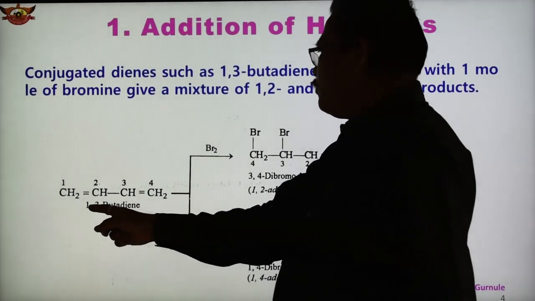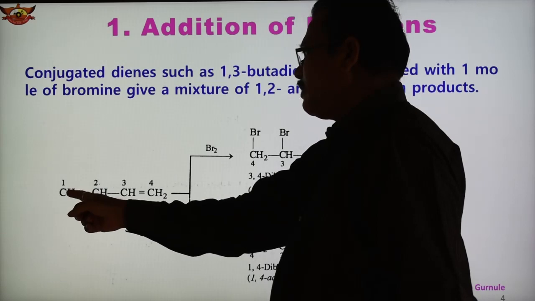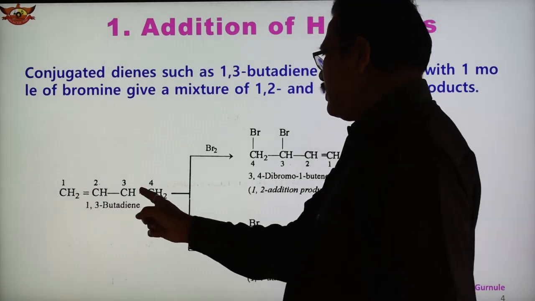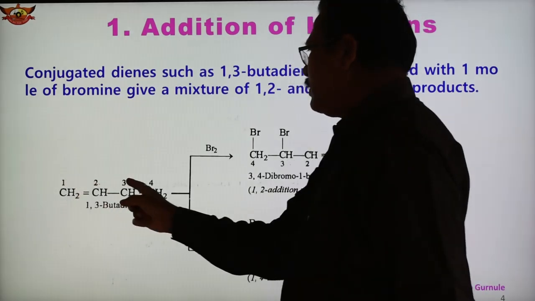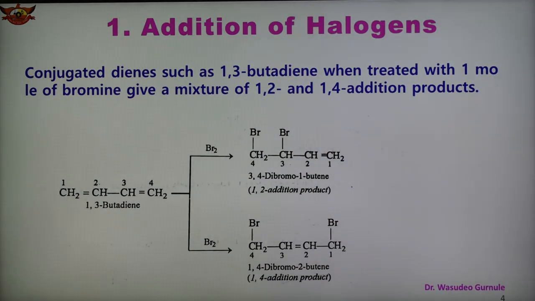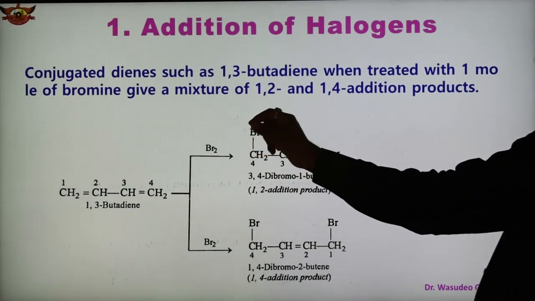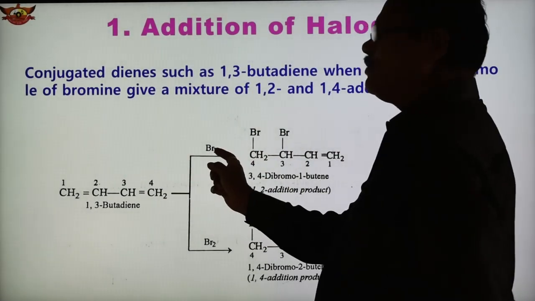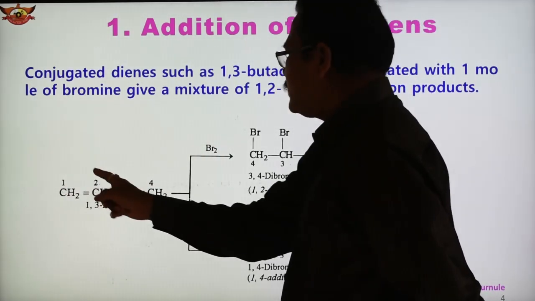This is the compound 1,3-butadiene, because the double bond starts from carbon number 1, and here the second double bond starts from carbon 3. Therefore it is known as 1,3-butadiene. Four carbons are there. This is the important compound 1,3-butadiene, and when it reacts with bromine, 1,2 addition takes place. We are adding the halogen, which is bromine.